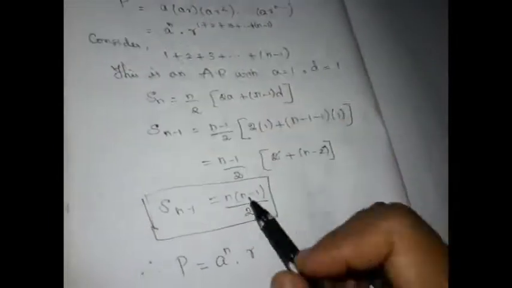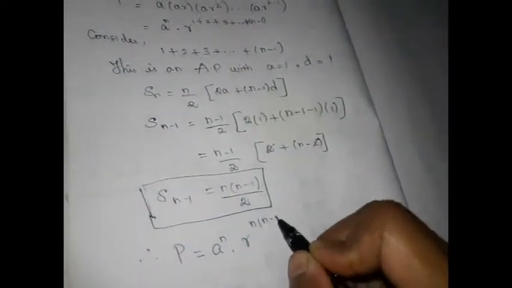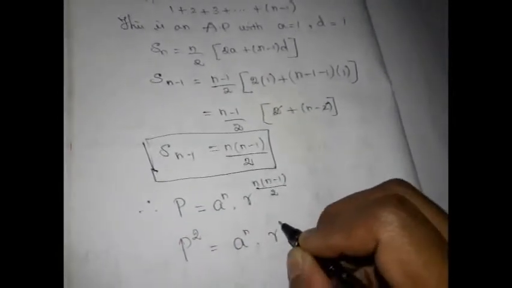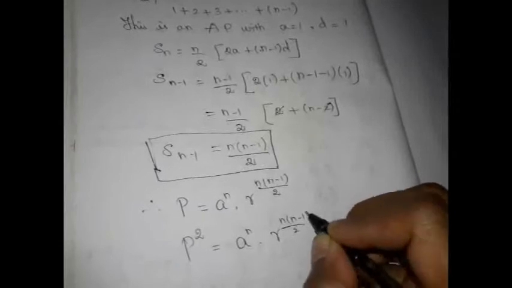Therefore, P is going to be a power n into r power the sum we got, n into (n minus 1) the whole divided by 2. But we actually need P square, right? So square on both sides. So you will get P square is equal to a power n into r power n into (n minus 1) by 2, the whole square.